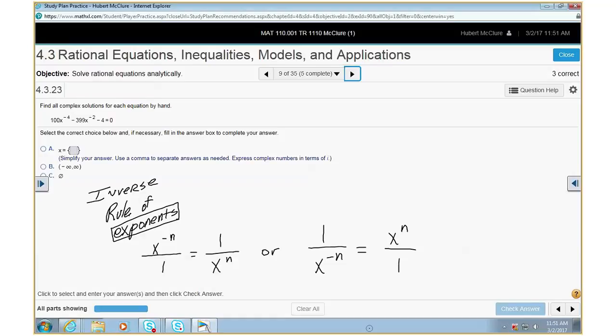So you can rewrite this as 100 over what? X to the 4th minus 399 over what? Minus 4 is equal to, now finish it. Multiply through by the common denominator, which is x to the 4th.